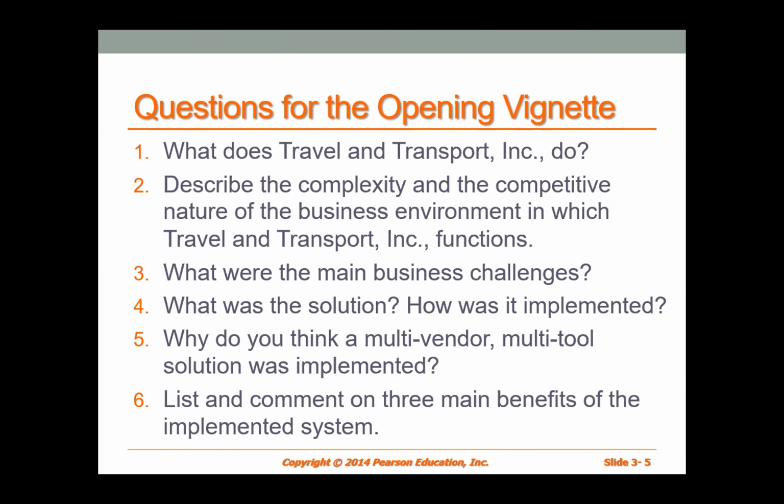Just to spark your curiosity and initiate your heuristics, I want to read this question to show what we are going to have in this chapter. Why do you think a multi-vendor, multi-tool solution was implemented? List and comment on three main benefits of the implemented systems. These kinds of questions are relevant to reporting, which is of high importance for customers and business processes.